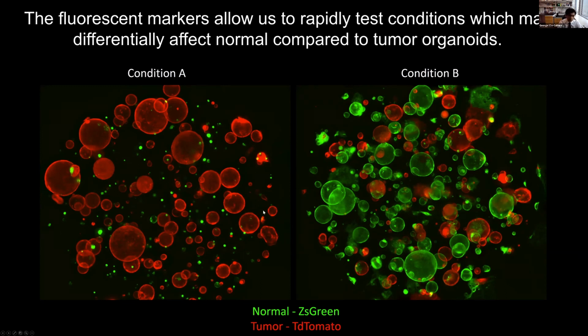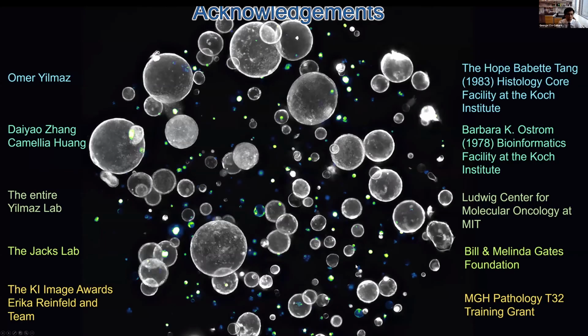On the left, we grew them in a condition with media that permits the tumor to grow, and actually the normal is not doing very well. However, interestingly, on the right, this media condition selects for the normal cells to grow and outcompete the tumor cells, which is obviously something we're very interested in at the Koch Institute trying to treat cancer. And this is how we generated the image that we submitted for the KI award. This is that final image that was selected and is on the first floor of the image gallery.